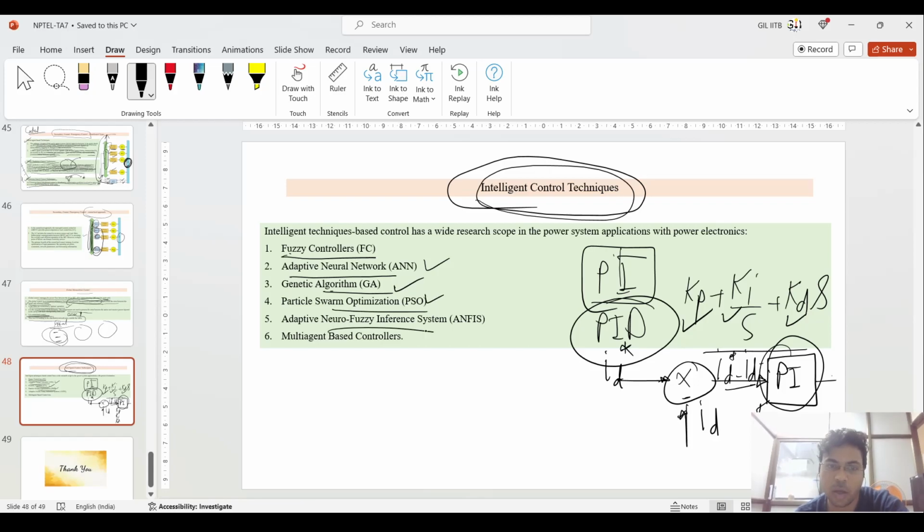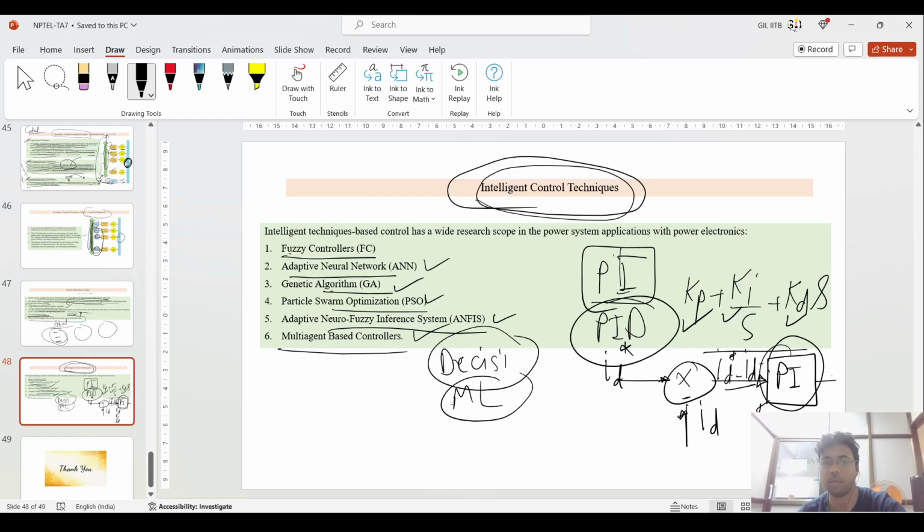Suppose the fuzzy controller, adaptive neural network system, neurofuzzy system, ANFIS, genetic algorithm based system, PSO, and a multi-agent based controller. Currently we also have certain adaptive decision making systems, decision tree, and ML based algorithms also there.